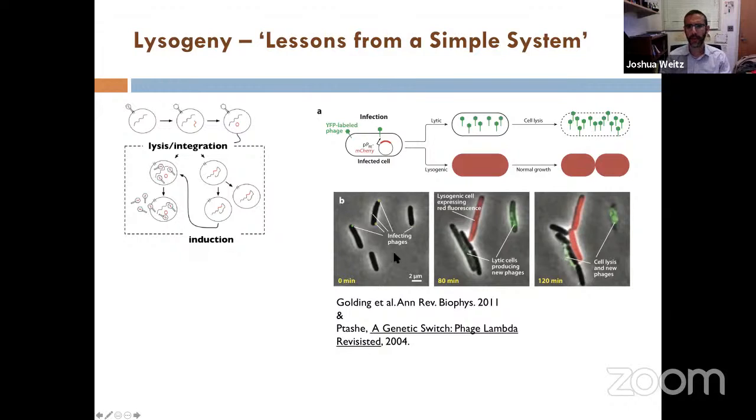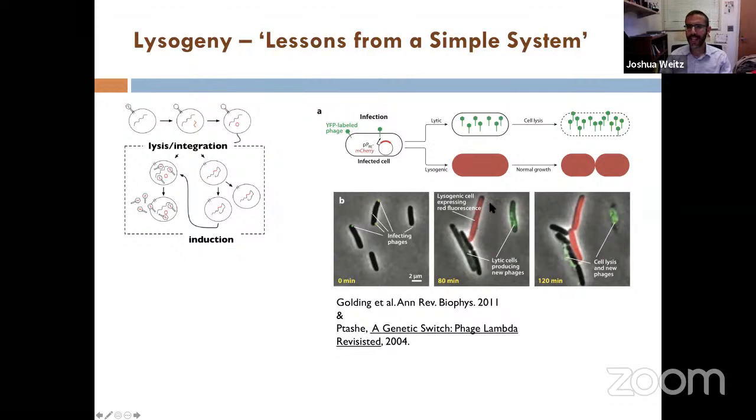And here's an example from the work of Golding, in which they have these labeled phage, so the capsids are labeled, and you can actually see singly infected cells, or those in which more than one phage is adsorbing and infecting an individual cell. They've labeled the capsid with green, but also included a promoter that will express a red fluorescent reporter insofar as the lysogeny pathway is initiated.